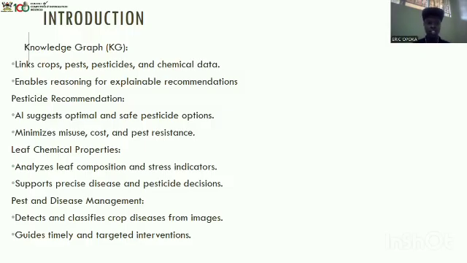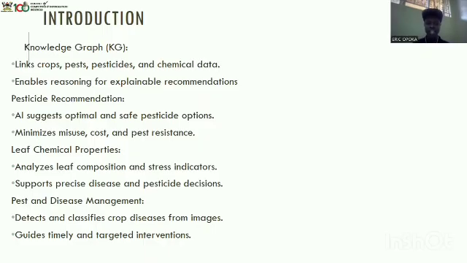So next we have pesticide recommendation. These are the pesticides we recommend to a particular farmer from the knowledge graph. Since we shall connect all the four major entities, the CSV data split we created, it will come up with a pesticide recommendation which is precise for this case. So we have leaf chemical properties. Leaf chemical properties analyze the leaf composition and specific data. So in this case, we need to first analyze the chemical properties of a particular plant, so that we know the recommended pesticide, because sometimes we can give a pesticide which is not good for the plant. Moving on, we have pesticide management.